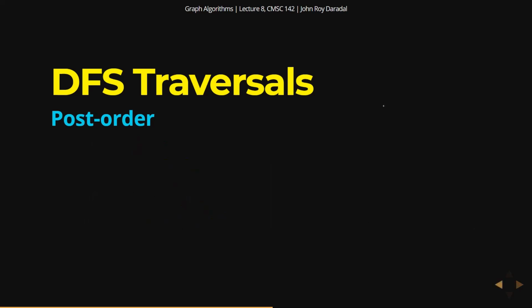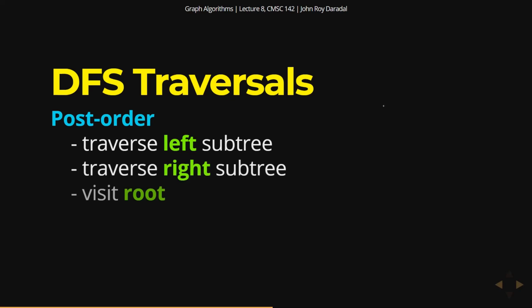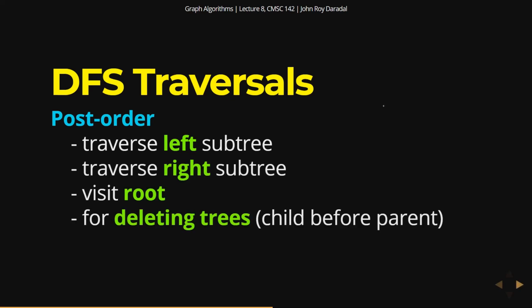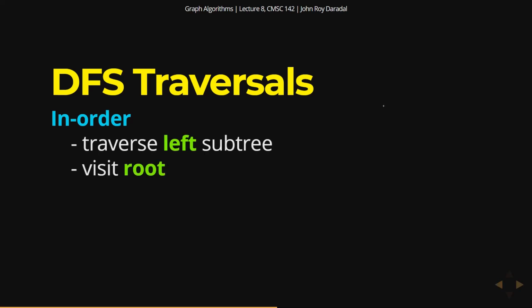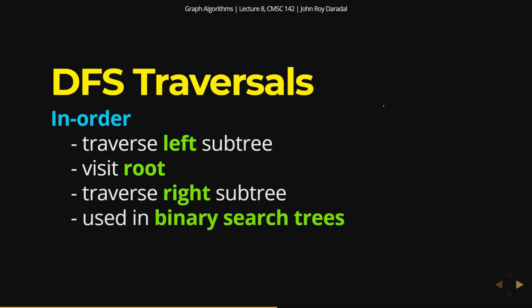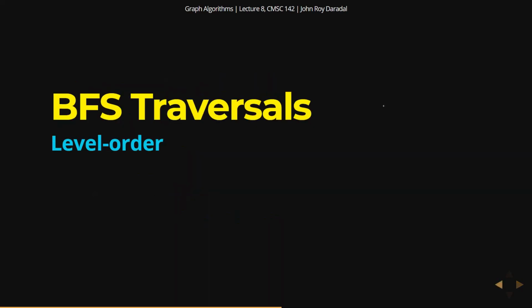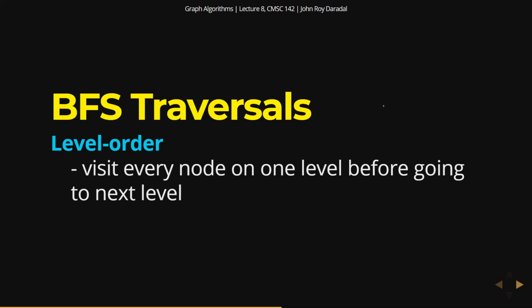Now for post order, it's the opposite. You have to do the left first and then the right before visiting the root. So this is now useful naman for deleting trees because you have to delete the children before the parent, so that the cleanup would be smooth. And then the third one is in-order traversal, wherein you traverse the left tree first, and then the root, and then the right subtree. So this is used in binary search trees. And then for level order, for BFS, it's just every node on one level before going to the next. So basically how BFS works.